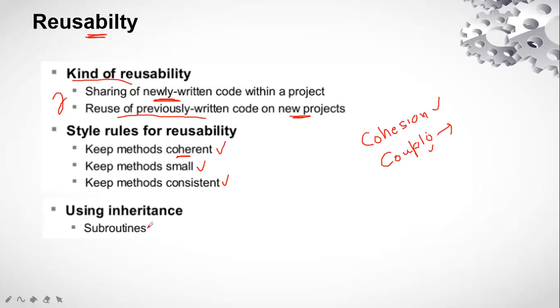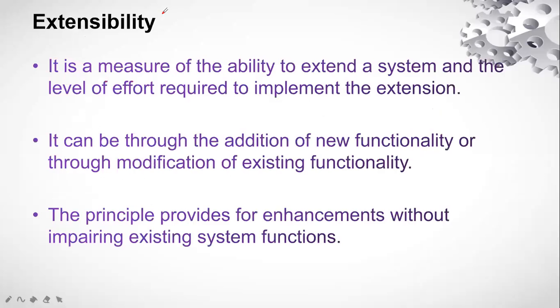Now, next one is using inheritance. How do we use inheritance? We use inheritance in terms of subroutines that we will see in the code part, right? So this was the first concept of programming style, that is called reusability. Second one is termed extensibility.